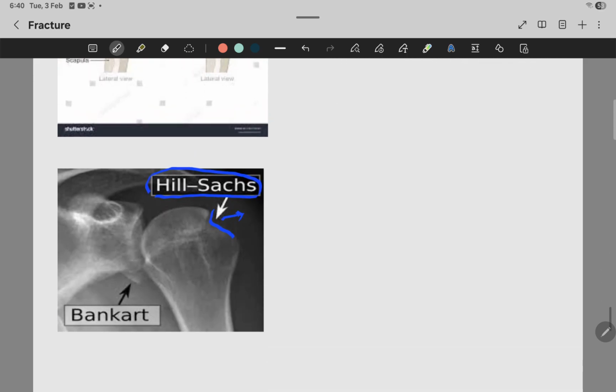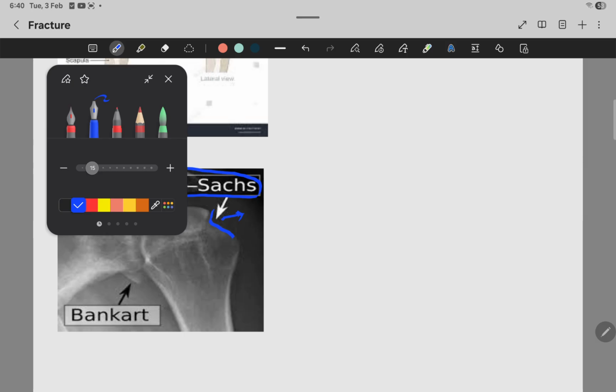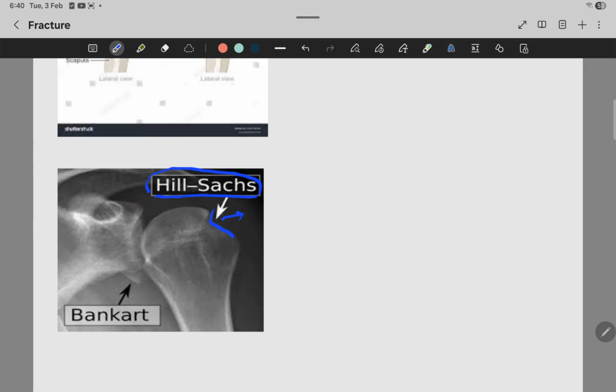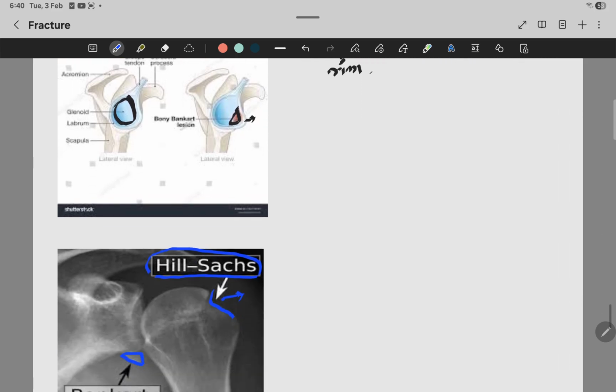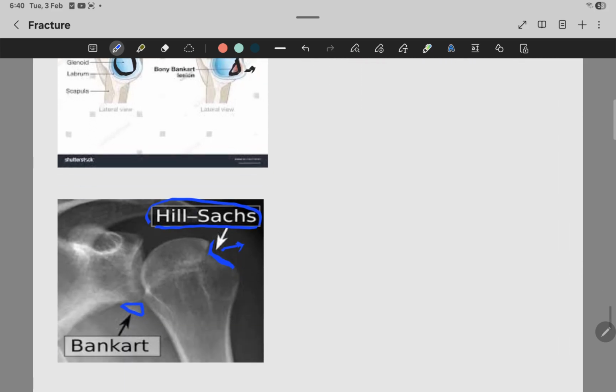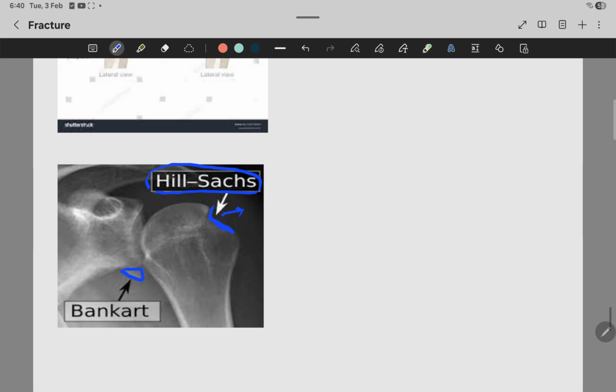This is here. See, there is a fracture in the antero-inferior glenoid rim. The posterolateral one was the Hill-Sachs lesion, and the bony Bankart was the anterior inferior glenoid rim.